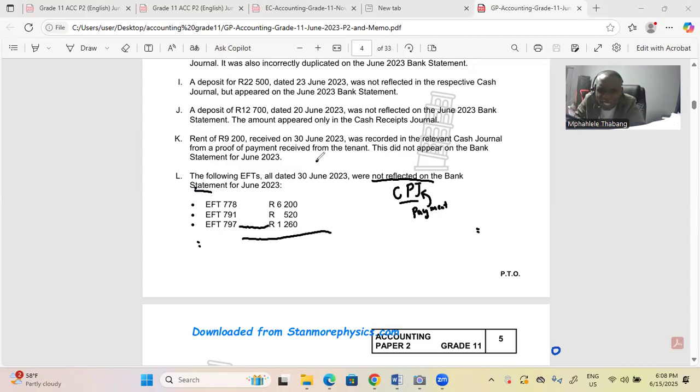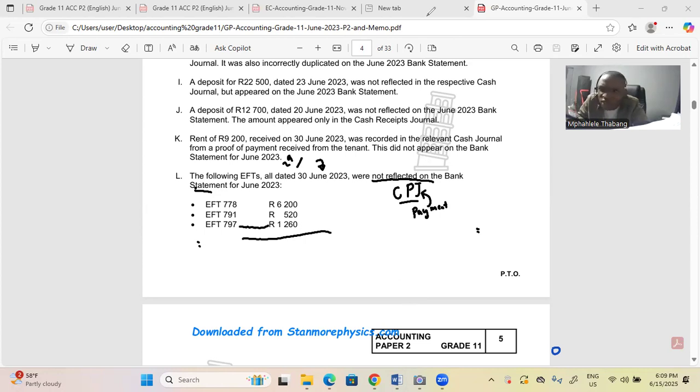Okay, they are saying they are dated 30 June 2023. Maybe it's because we received the bank statement on the 29th. So we cannot see the transaction of the 30th on the 29th. No way. So maybe that's the reason why they are not reflected on the bank statement. And if they are not there on the bank statement, we have to put them in the BRS. We have to call this outstanding EFTs. So I'm going to say outstanding EFTs.